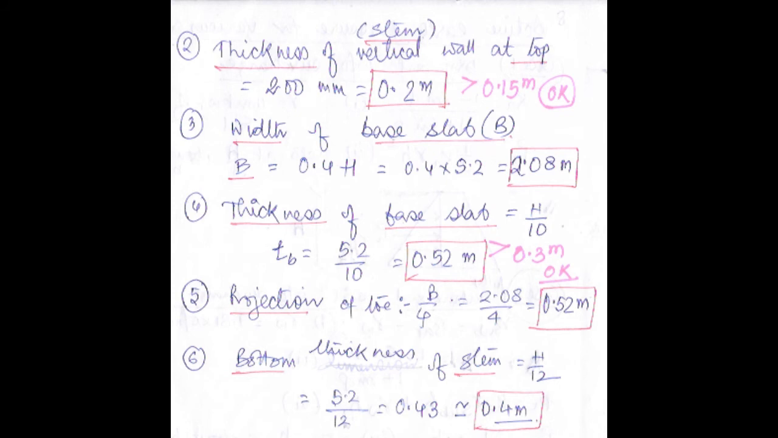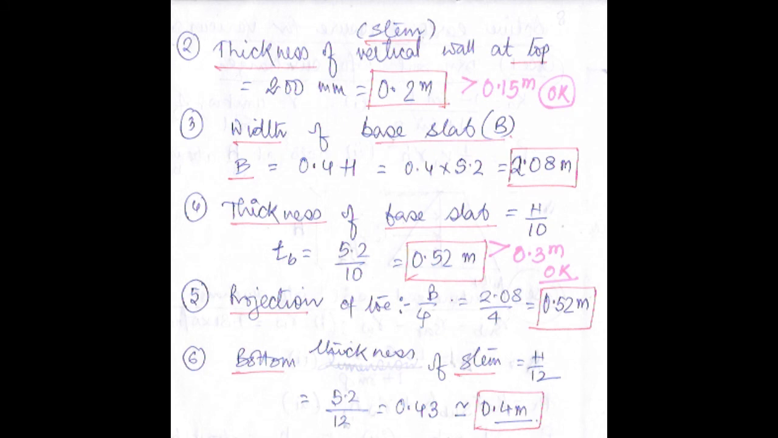So step number 3 is the width of the base slab, that is the B is equal to 0.3 to 0.4 H I have told you. So let us take it as 0.4 H. So 0.4 multiplied by H has come as 5.2. So it is coming as 2.08 meter. Step number 4, thickness of the base slab, that is given between h by 10 to h by 15. So let us take it as h by 10. So thickness of the base slab TB is equal to h is 5.2 divided by 10. So 0.52 meter. And here also you do one checking that it should be greater than 0.3 meter.